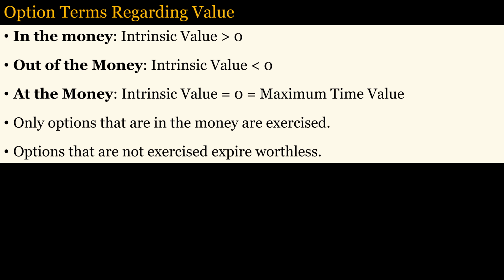There are several option terms regarding value that are often used. An option is said to be in the money if its intrinsic value exceeds 0. If the intrinsic value is less than 0, then it is said to be out of the money. If the intrinsic value equals 0, then the option is said to be at the money and its time value is maximized. Only options that are in the money are exercised. Options that are not exercised expire worthless.